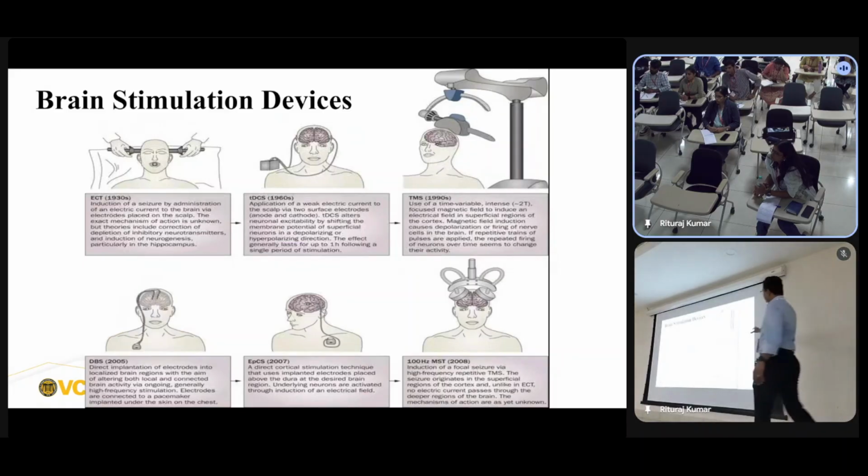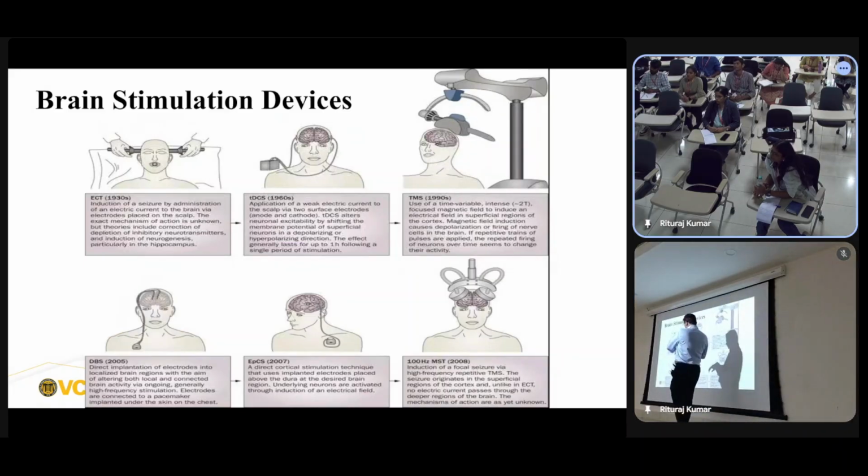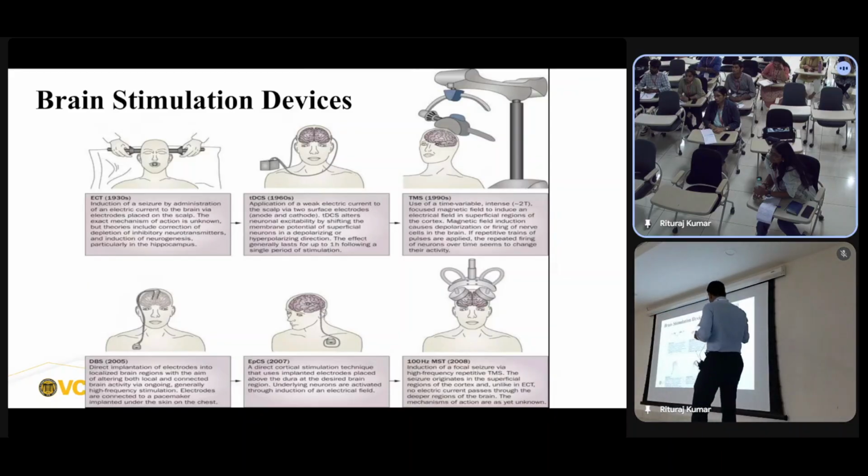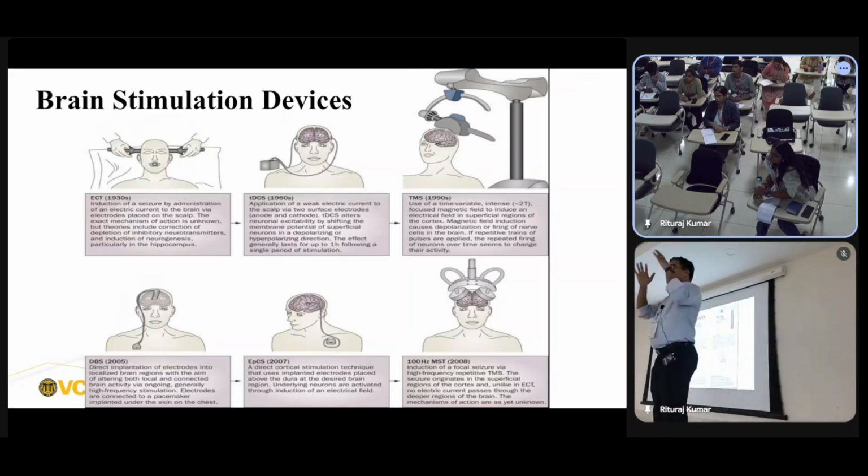Okay, here are different stimulation devices. This is ECT, electroconvulsive therapy, TDCS, TMS. This is a magnetic coil. TDCS just puts a 9-volt battery, and it's a very small current of milliamps. And that small current doesn't make the neurons fire, but it changes the oscillating patterns.